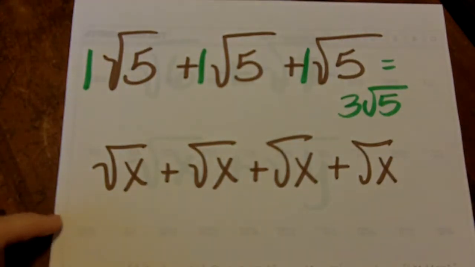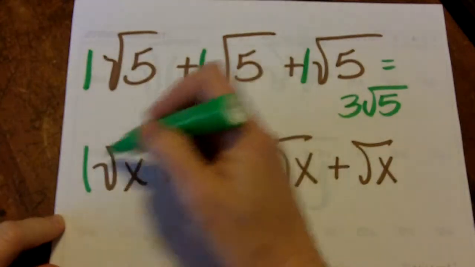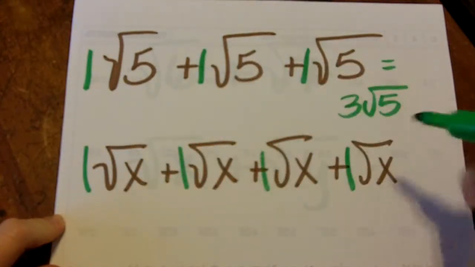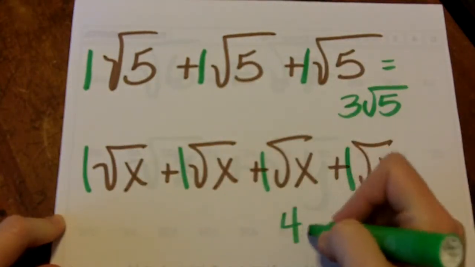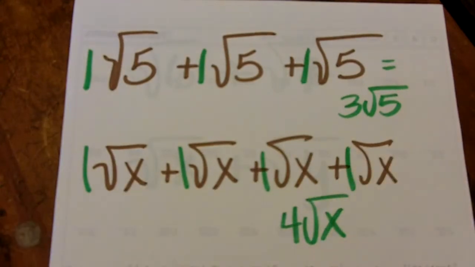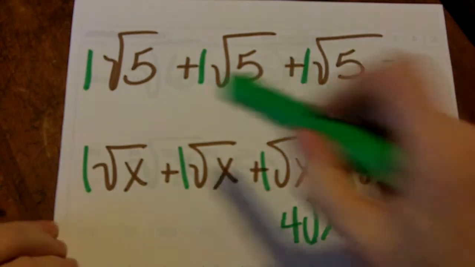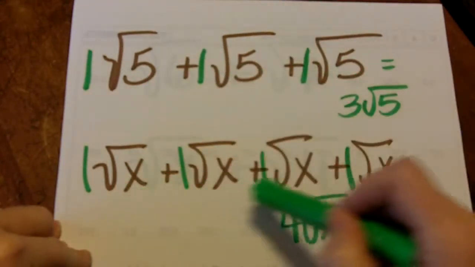Okay, likewise, if you added up the radicals of x here, you would end up with 4 square roots of x. We're able to simplify those expressions because the radicals are identical.